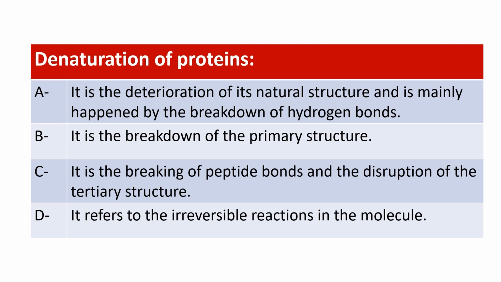Of the options given, option A, it is the deterioration of its natural structure and is mainly caused by the breakdown of hydrogen bonds, most accurately reflects the definition of protein denaturation. During this process, the functional conformation of the protein changes, but the amino acid sequence, the primary structure, is usually unaffected. So the answer is A. It's not the breakdown of the primary structure, or the breaking of peptide bonds. There may be reversible reactions, which is called renaturation, but this often does not happen, though it may.